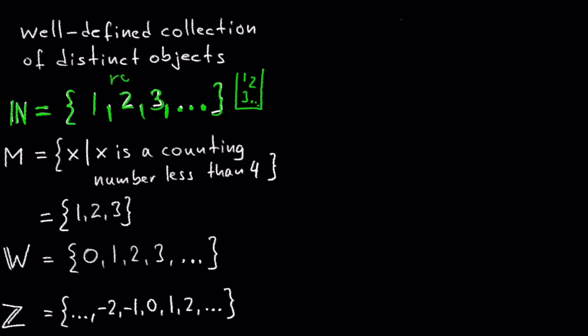By the way, this method of putting the numbers between the curly brackets and separating them with a comma is called the roster method. A set can also be written in set builder notation, where the elements of the set are described but not listed, like here in this example. M is equal to the set of all x such that x is a counting number less than 4. The same set written using the roster method would look like this.